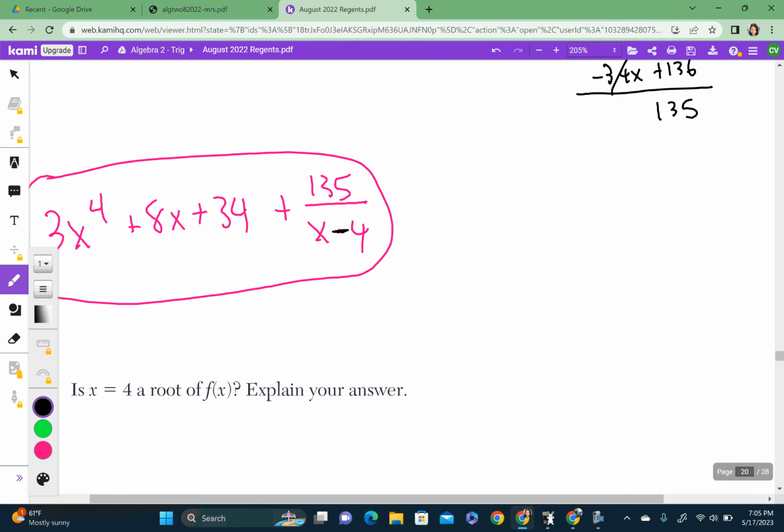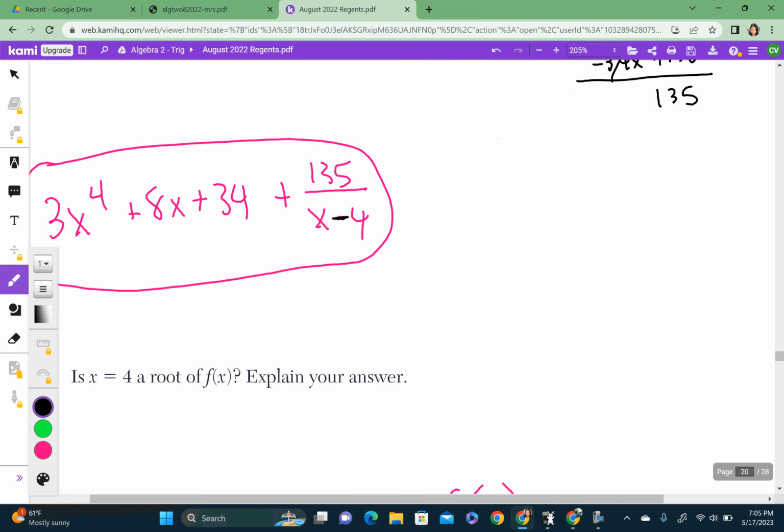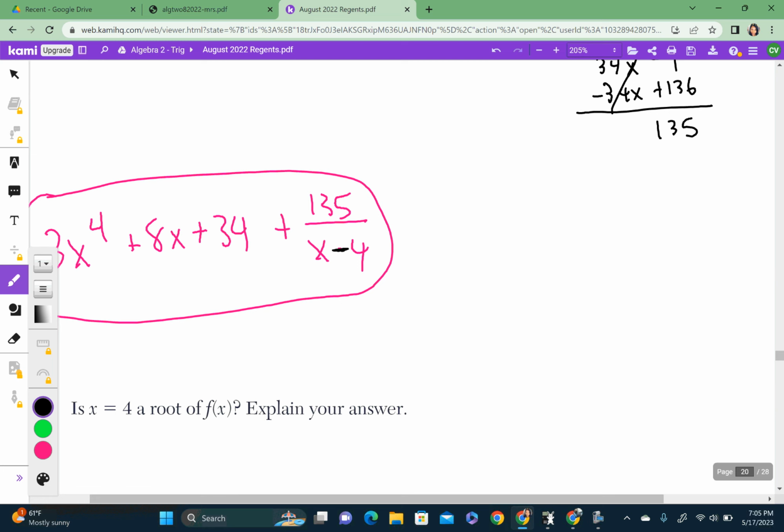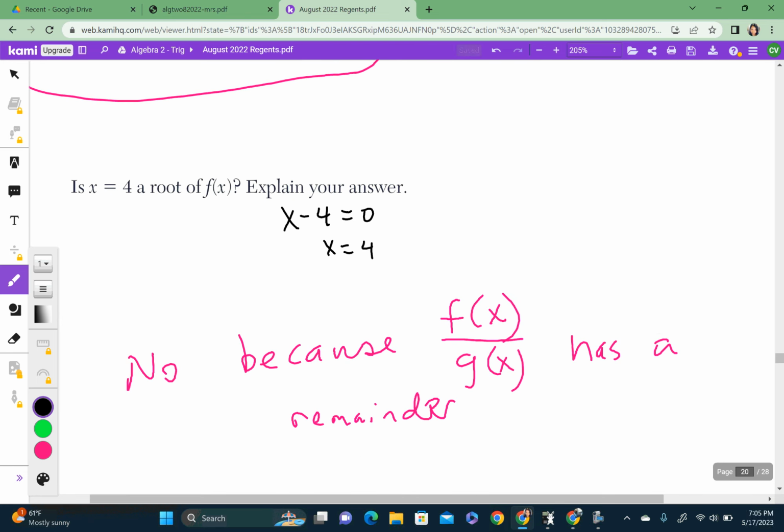All right. And then it says, is x equals 4 a root of f of x? So where are they getting the x equals 4? You see up here it says x minus 4. So what they did is they did x minus 4 equals 0. Add 4 to both sides, and they got x equals 4. So if it was a root, this remainder here would be 0, and it's not. So what I wrote is no, because f of x has a remainder, so that's why x equals 4 is not a root.